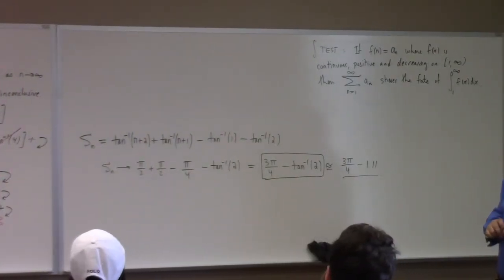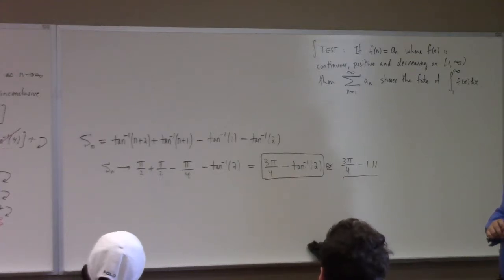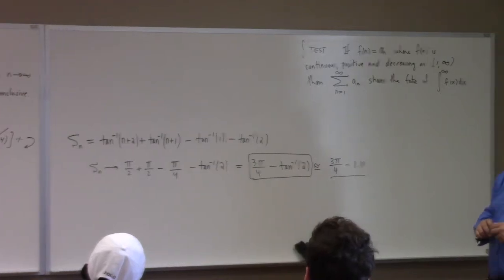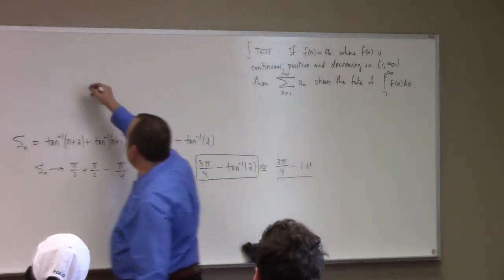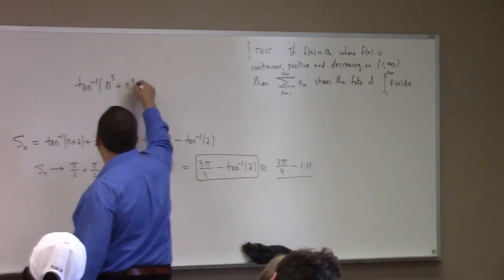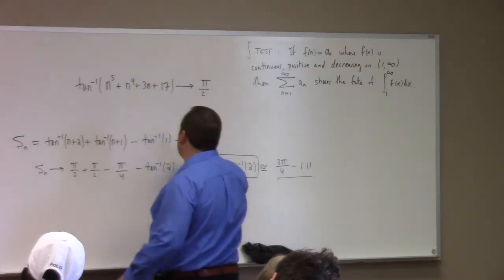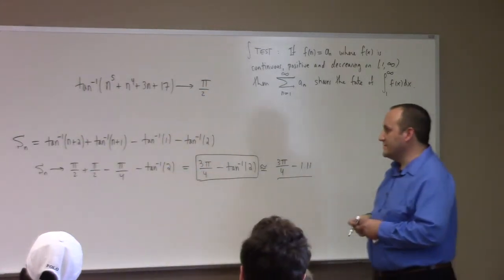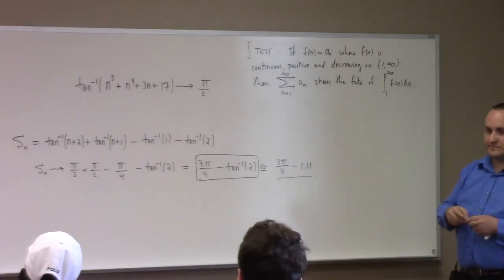Yeah. So how could you tell that the inverse tangent of n plus 2, those terms went to pi over 2? The inverse tangent tends to pi over 2 as n goes to infinity. n plus 2 goes to infinity, still infinity. So if I shift n, it doesn't change the limit. I could have inverse tangent of n to the 5th plus n to the 4th plus 3n plus 17, and it would still go to pi over 2 as n goes to infinity because, yeah. As long as the thing going into the inverse tangent is getting huge, it goes to pi over 2.